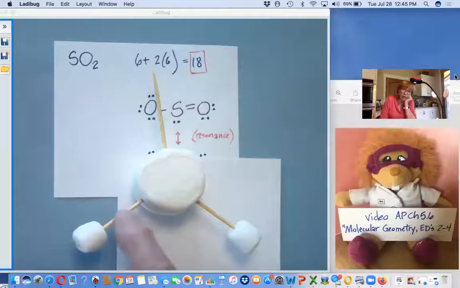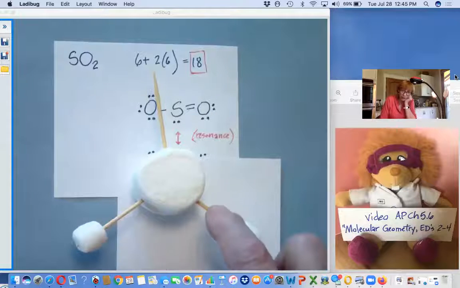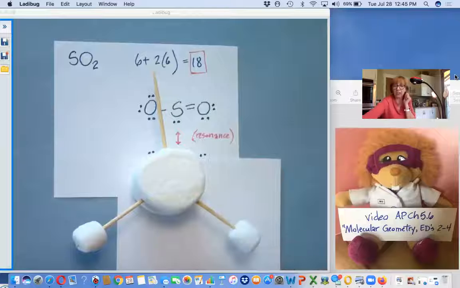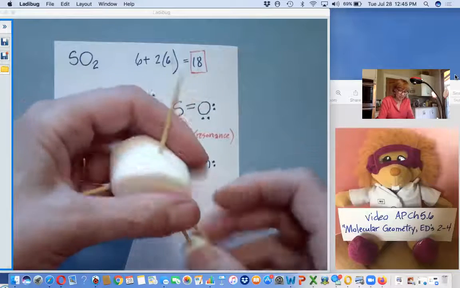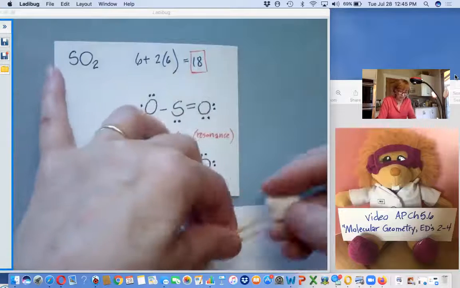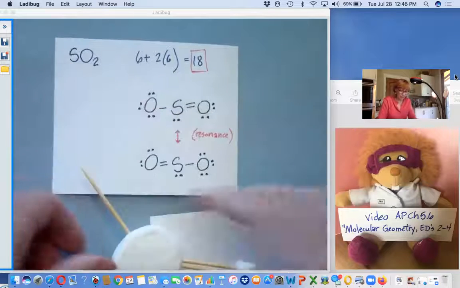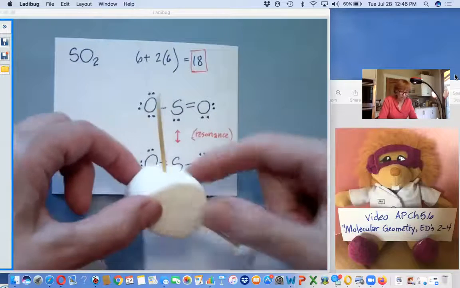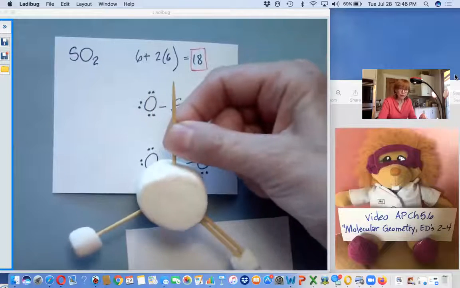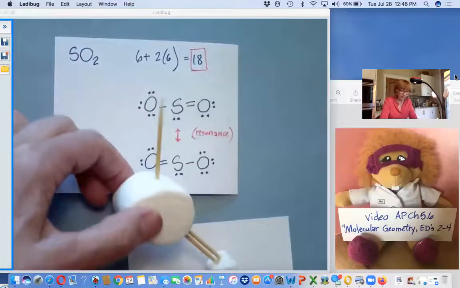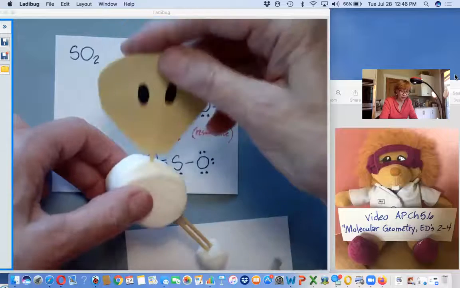This is a single bond. This one is a double bond. You know, actually, I think I'm just going to make it double bond. There we go. Single bond, double bond, and then our third electron domain is a non-bonding pair.